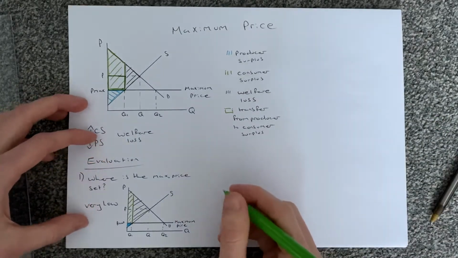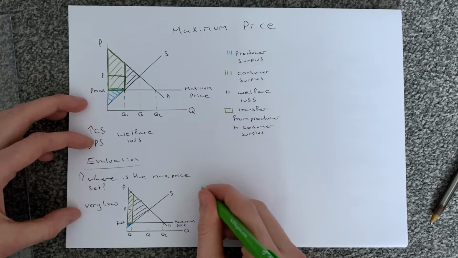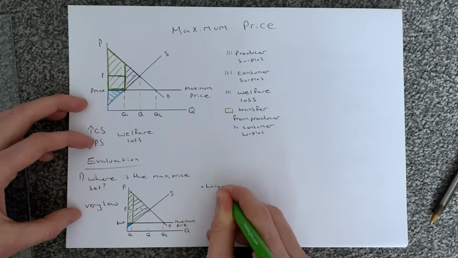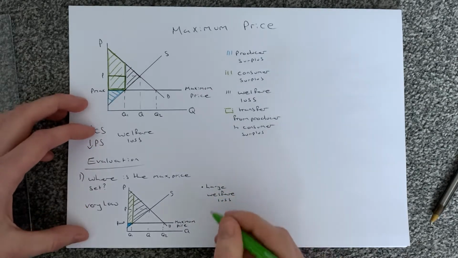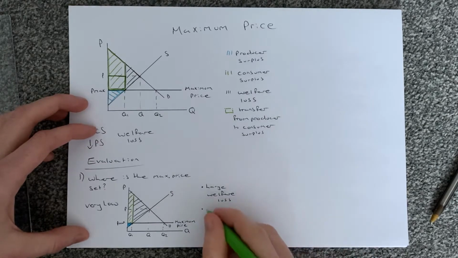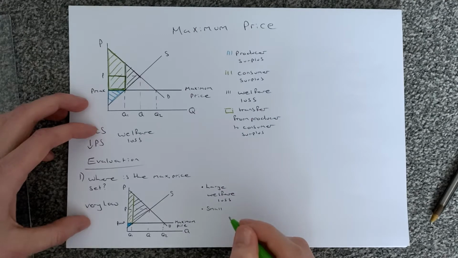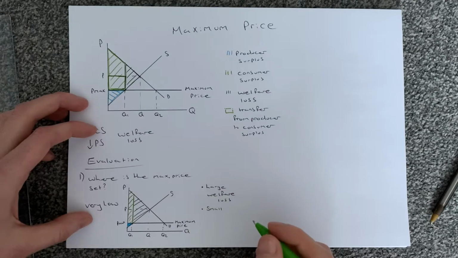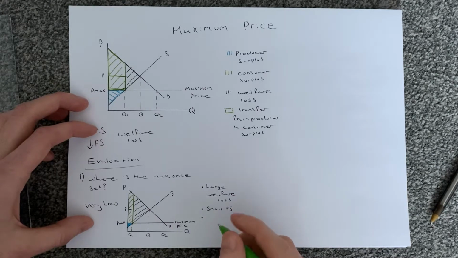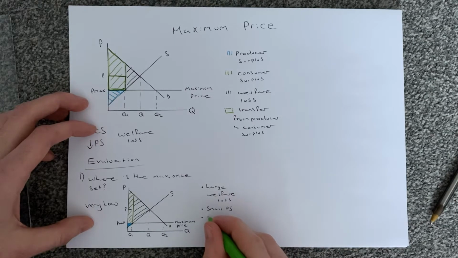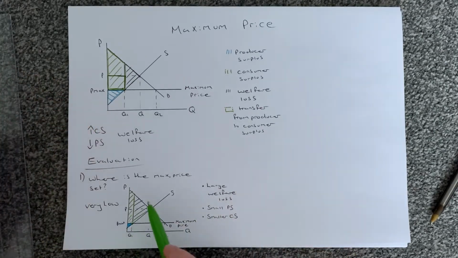So what we can see here, with regards to a very low maximum price, is we have a large welfare loss. We have a very small producer surplus, and we have a considerably smaller consumer surplus, because obviously the large welfare loss has meant the consumer surplus has become smaller.